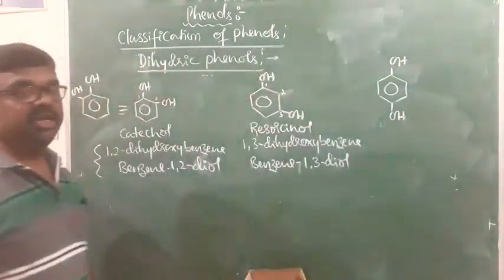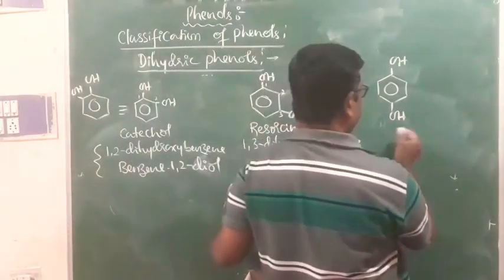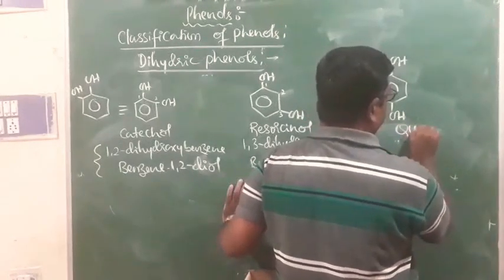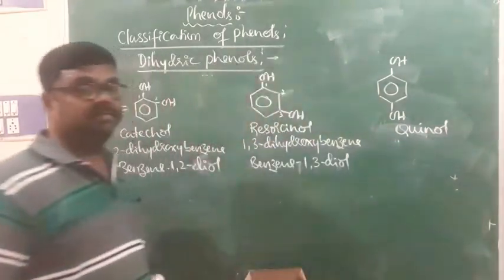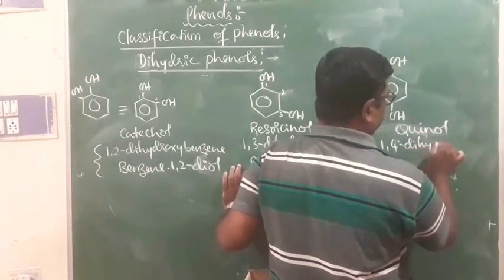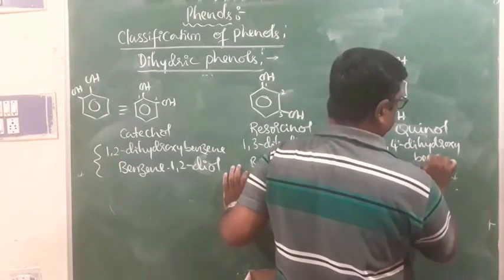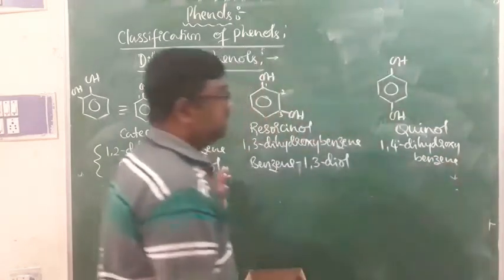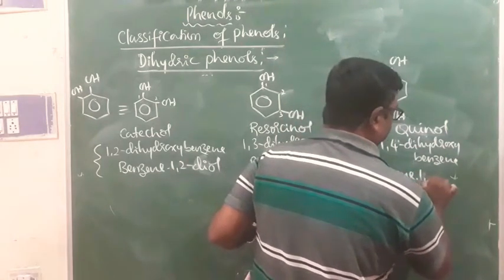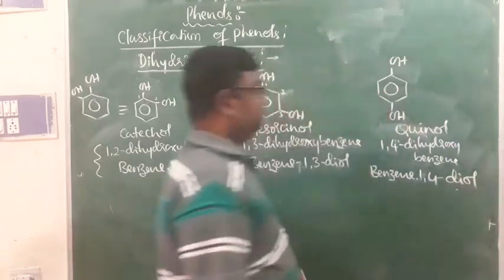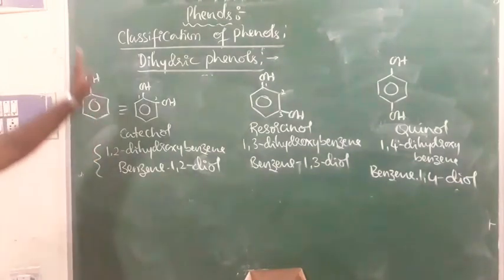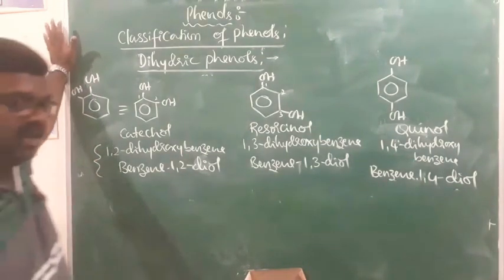Apart from that, we have one more example of a dihydric phenol. We have 2 OH groups at the para position to each other. This is called hydroquinone. Or you can say this is 1,4-dihydroxybenzene, the IUPAC name. The IUPAC name is also benzene-1,4-diol, and the common name is hydroquinone. So these are the examples for dihydric phenols and their common names and IUPAC names.